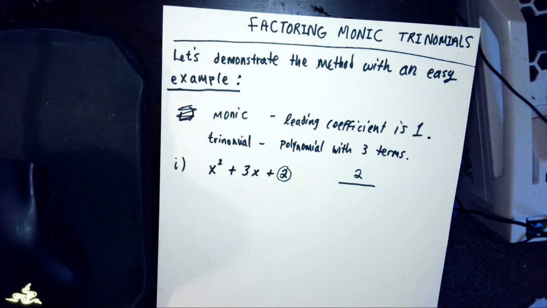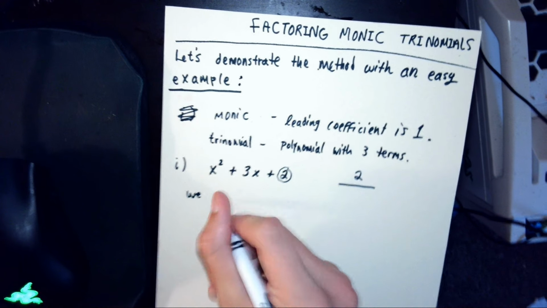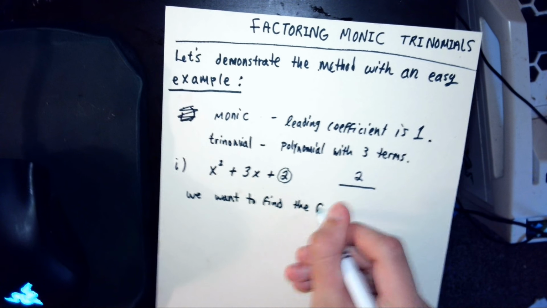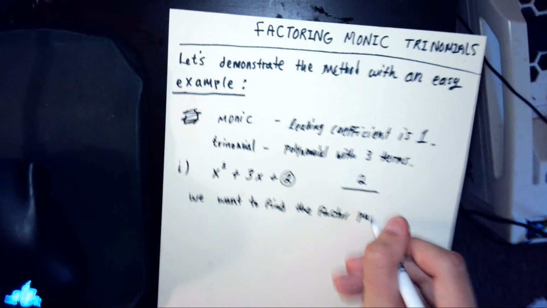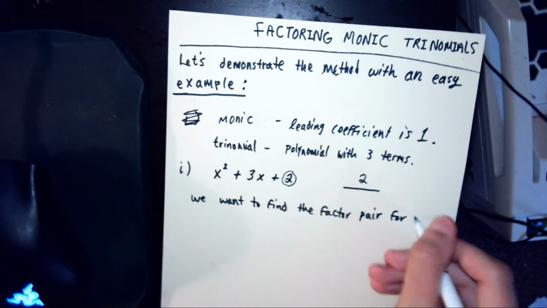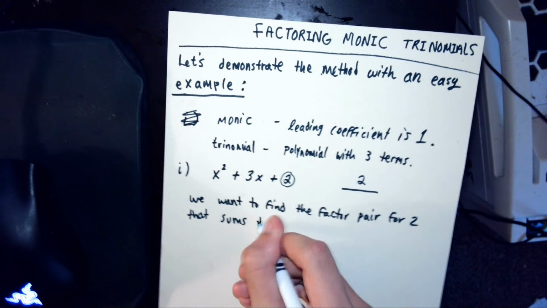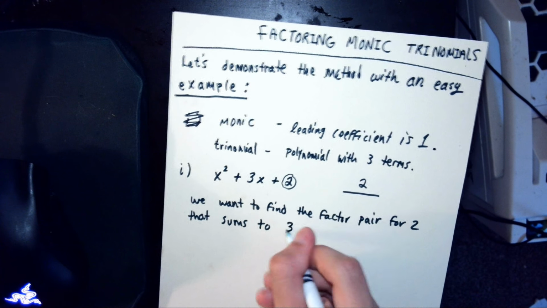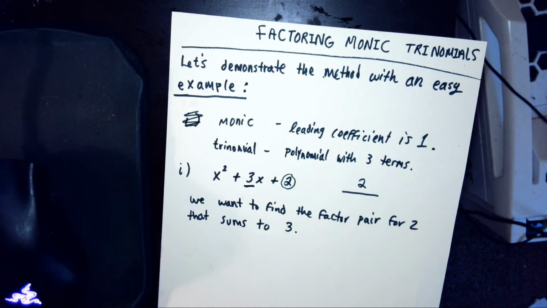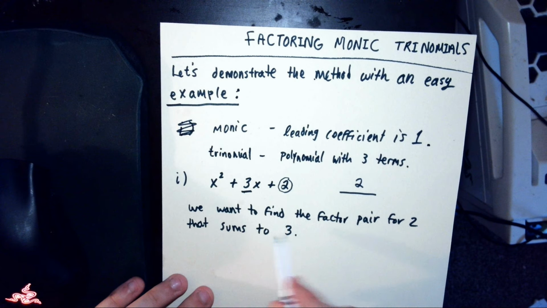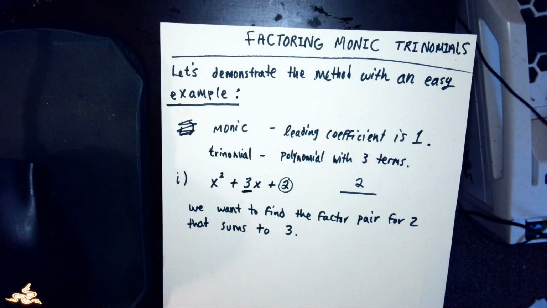And now what we want to do is find the factor pair for 2 that sums to 3. So again, we want to find the factor pair for 2 that would add up to 3. Well, let me show you what I mean in a little more detail.